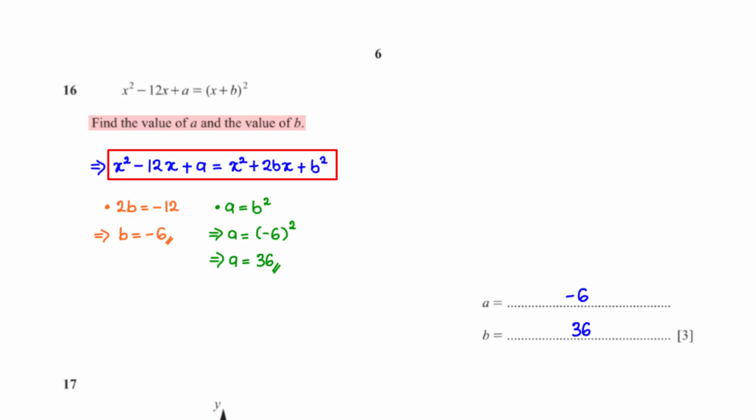The constants on both sides must also be equal. So a equals b squared. We found b to be negative 6. So a equals negative 6 squared, which is equal to 36.